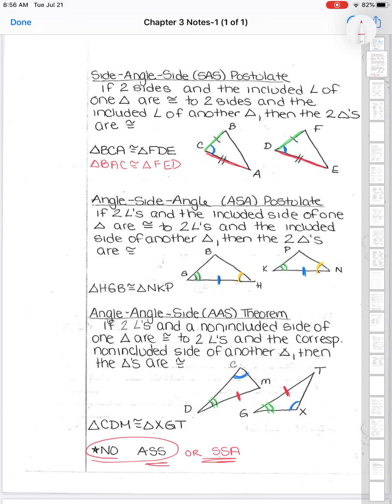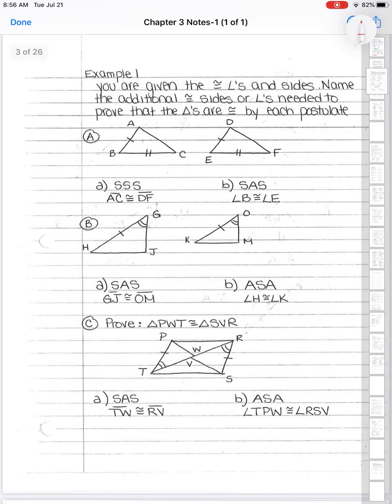And as you're watching this, you might laugh, but I'm telling you, people make this mistake so much because they just assume that this is one of them. But the only 4 that we have are the 4 that we just wrote. Side, side, side, side, angle, angle, and angle, side. There are no more than that for triangle congruences.